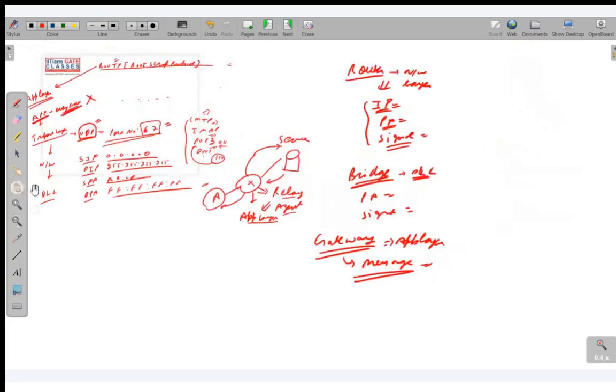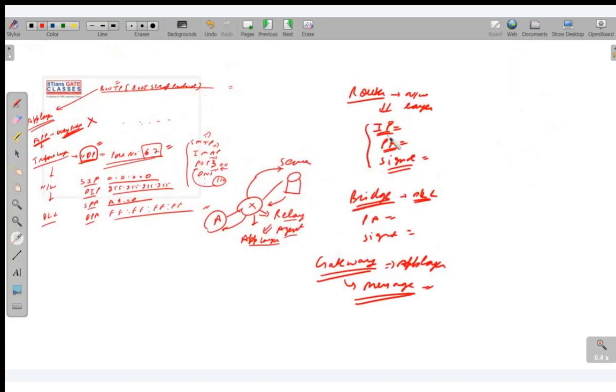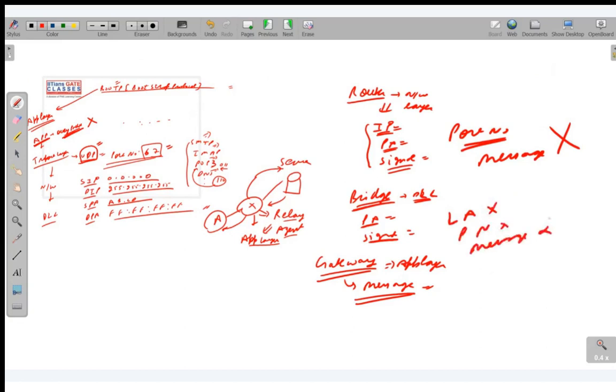If I talk about the router, it has an idea only about the IP address, physical address, and signal. It does not have an idea about port numbers, because port numbers are used at the transport layer, and it does not have an idea about the message you are sending. The bridge has an idea about the physical address and signal. It does not have an idea about the logical address, port numbers, or message. It does not know anything. A gateway is an application layer device, so it has knowledge about the message, and obviously the port number, logical address, physical address, and the signal also. It has knowledge about everything.